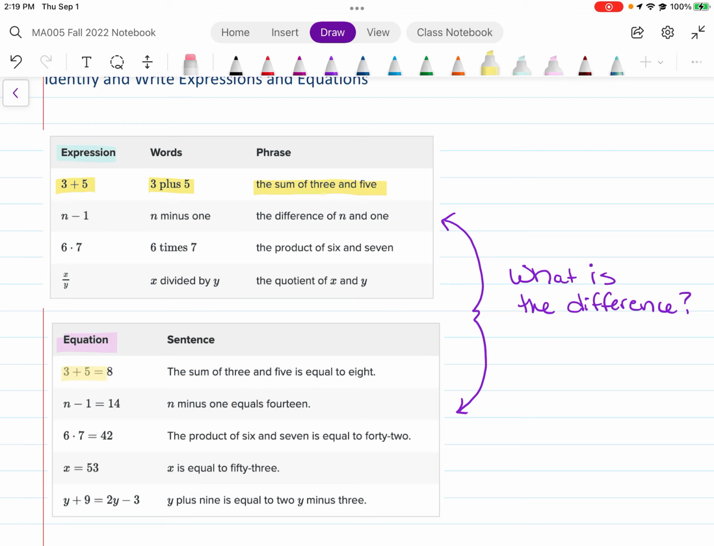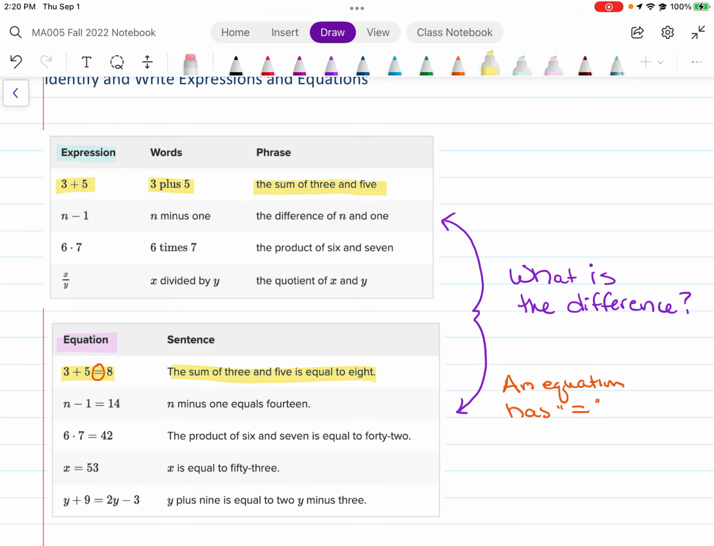We've got 3 plus 5 equals 8, the sum of 3 and 5 is equal to 8. What is the difference between those two? Well, the only difference is this equal sign. Notice there is no equal sign in the first box up above. It's just an expression. The ones down below are equations. So an equation has an equal sign. There are two sides to it.